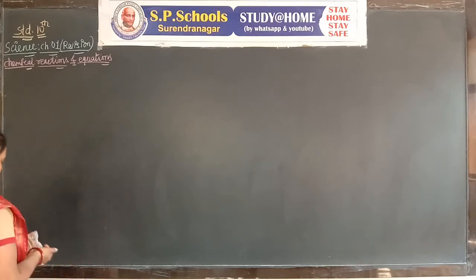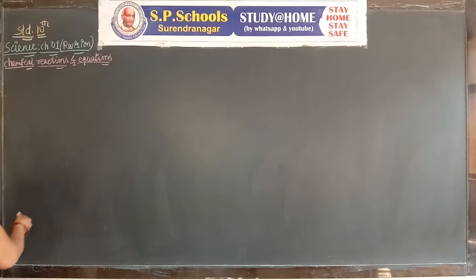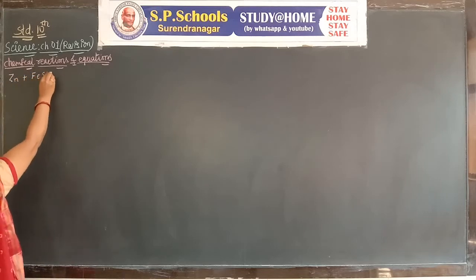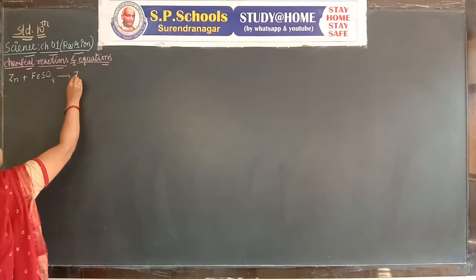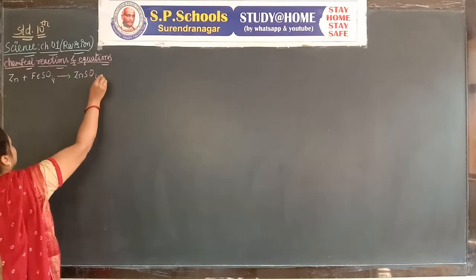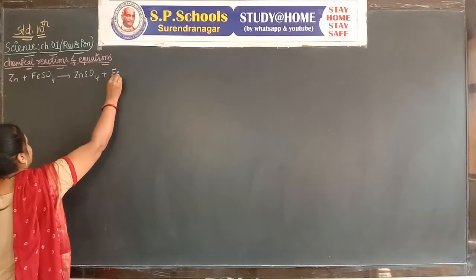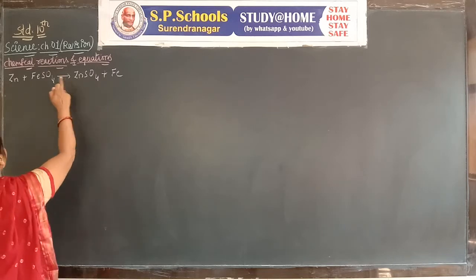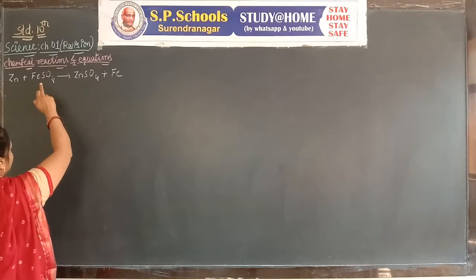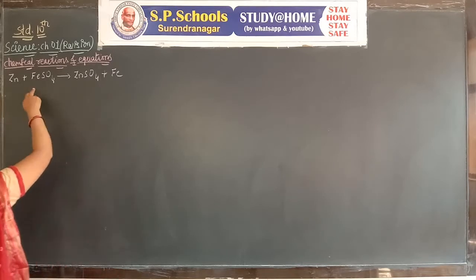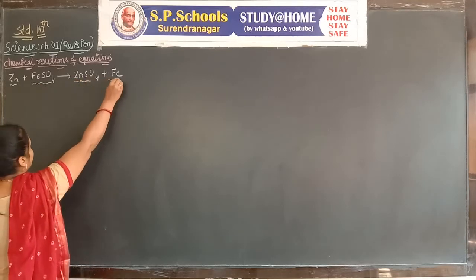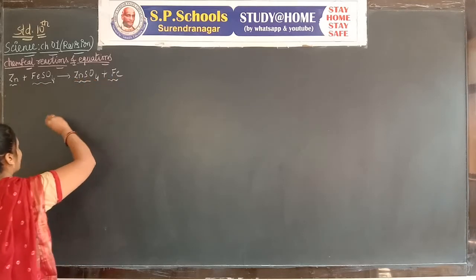So when we write the equation, suppose Zn plus FeSO4 gives ZnSO4 plus Fe, we put an arrow between the substances, the reactants and the products. So here the substances are Zn and FeSO4. Here the products will be ZnSO4 plus Fe.